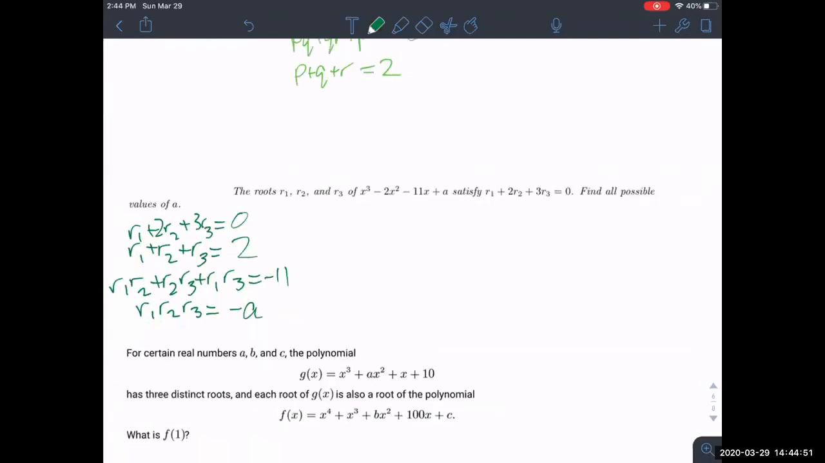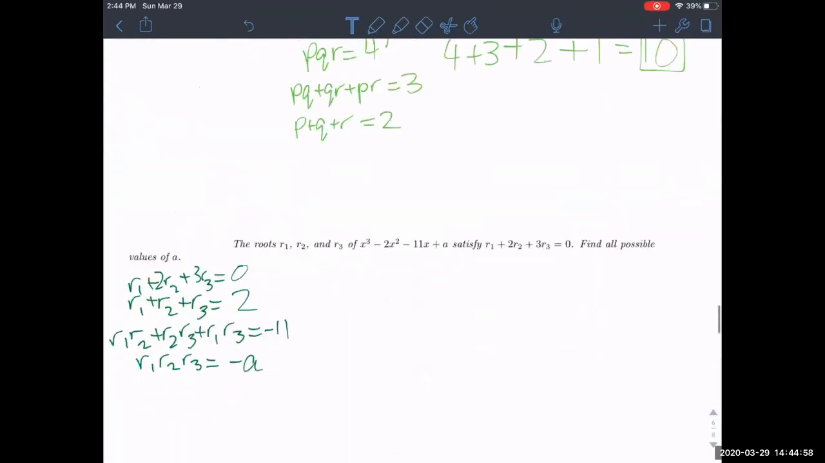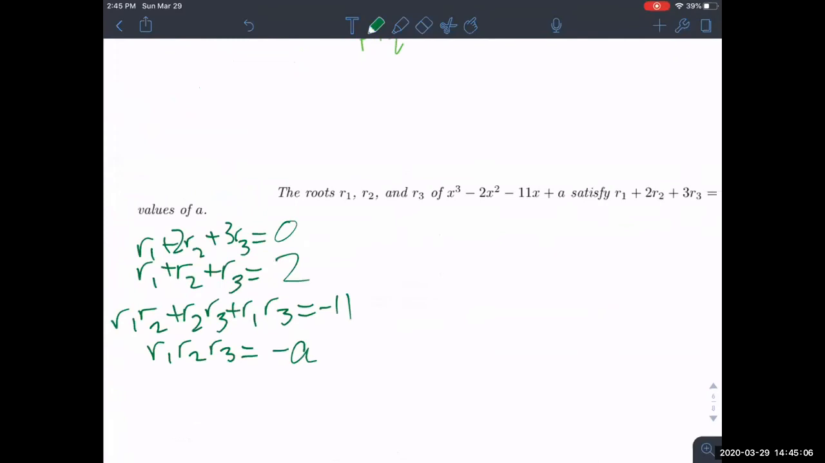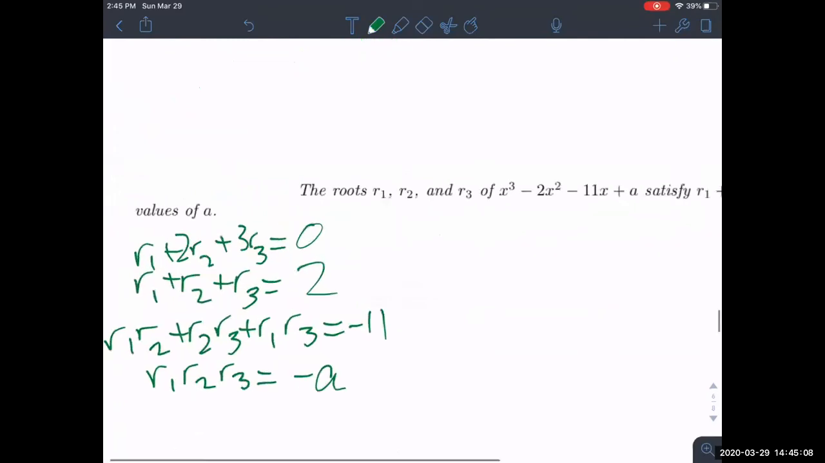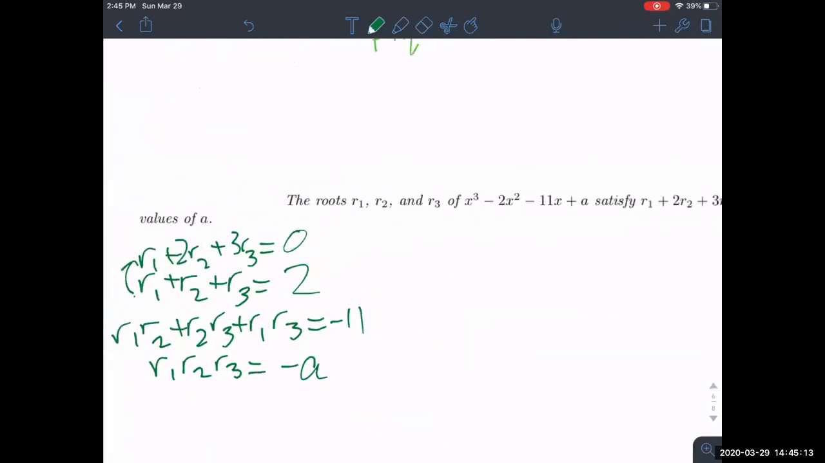I'm going to move this one down because it's starting to get in my way. There, stay down. Okay. So there's no really easy way to start with this one, besides let's just try and narrow things down a bit. So let's subtract this equation from that one. So we have R2 plus 2R3 is equal to negative 2.